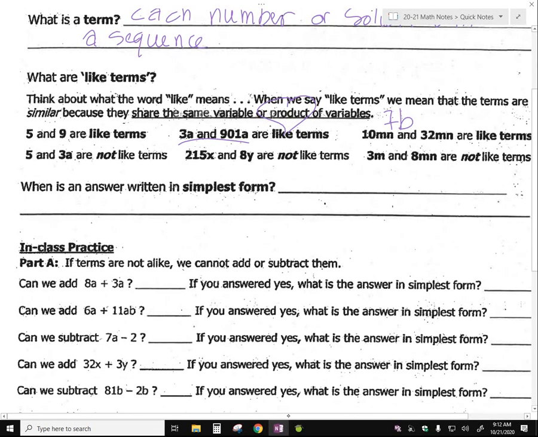For this one, we have 10mn and 32mn. Those are like terms because they have the same variables. They have the same variables, so they are like terms. We have 3M, which is a crazy huge company, and 8mn. Those are not like terms because one of them has an M, the other one has an MN.